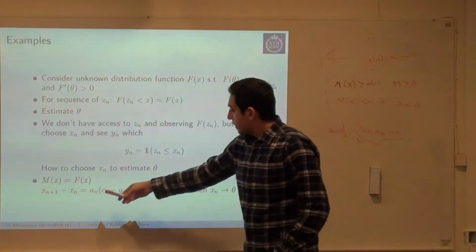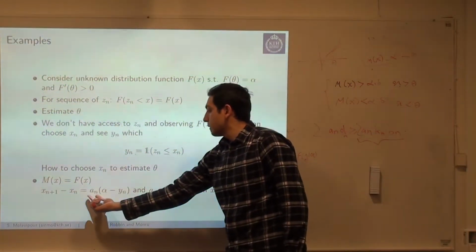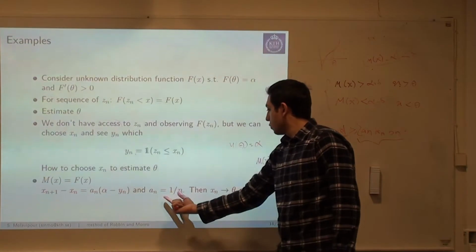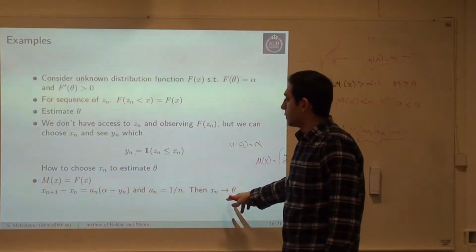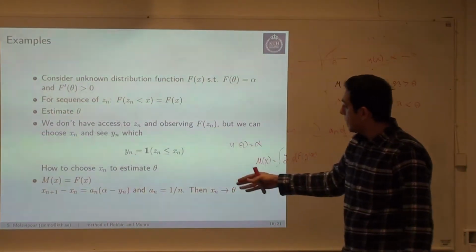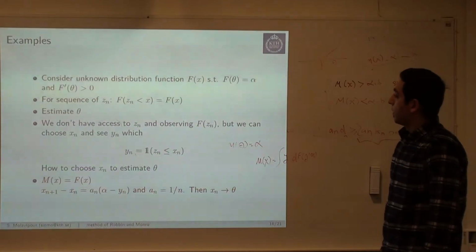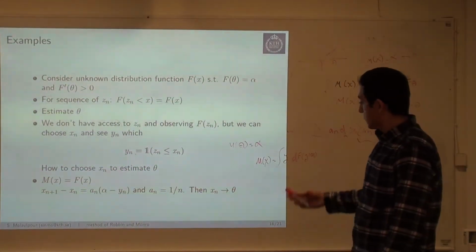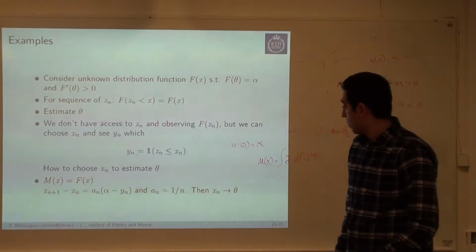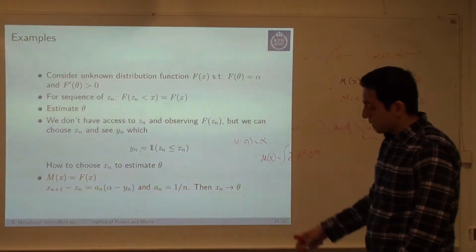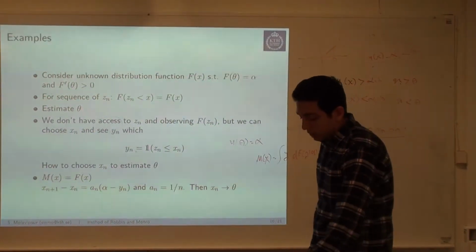So now we apply the algorithm xn plus 1 minus xn, choosing the an sequence to be 1 over n, and then we showed that xn converges to theta. With this example, we can assure that those conditions we need for all sequences an, and the other conditions, would be met. So we are sure that this is converging to theta. So this is one example that we can use.